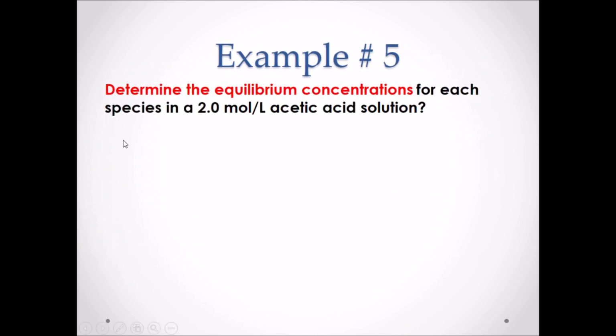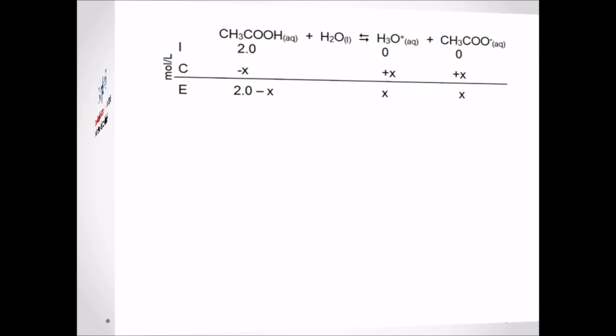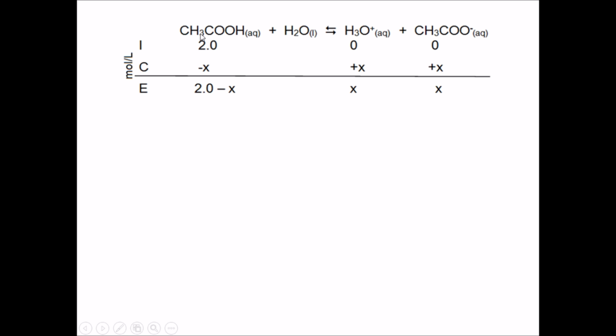Example number 5. Determine the equilibrium concentrations for each species in a 2.0 moles per liter acetic acid solution. Pause the video and attempt this example. To determine equilibrium concentrations, we first need a chemical equation. We have our weak acid reacting with water, forming H3O+ and CH3COO-.